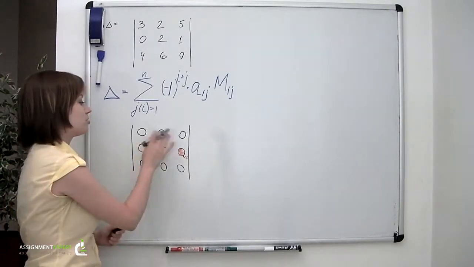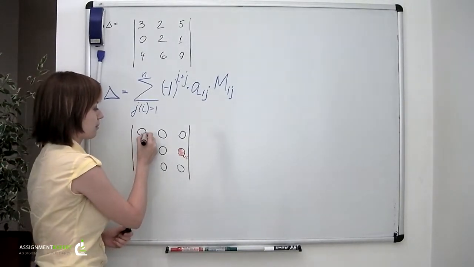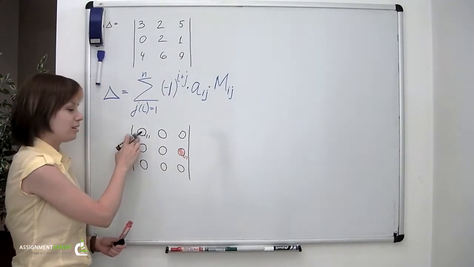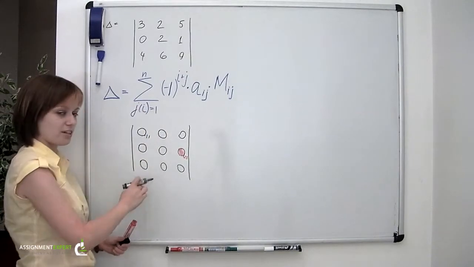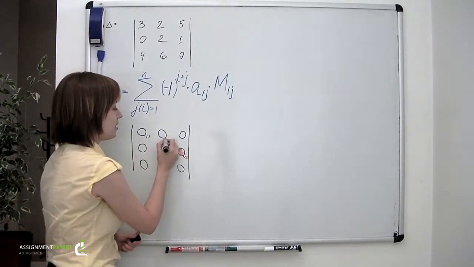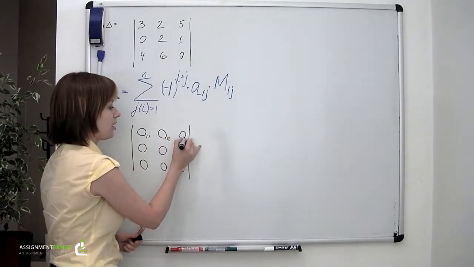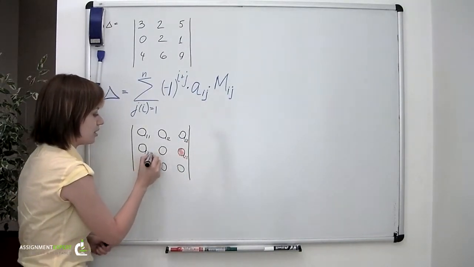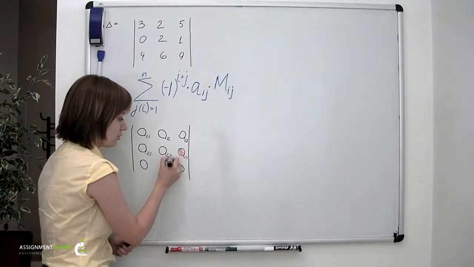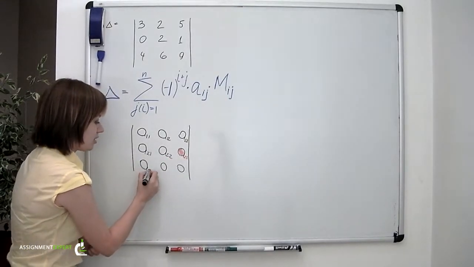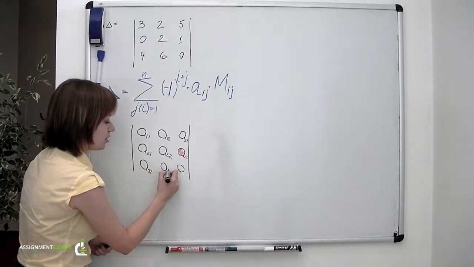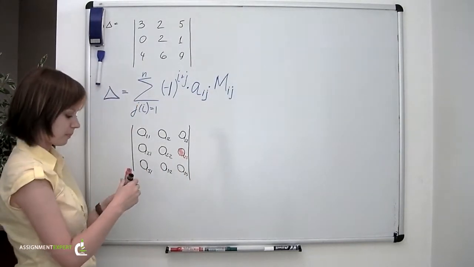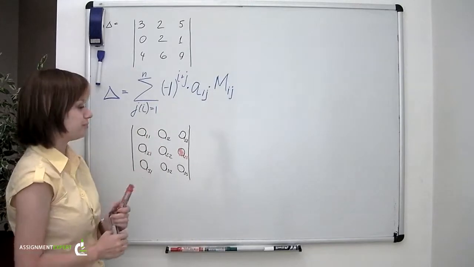Let's now mark all the rest of the entries. a_11, because this element lies in the first row and the first column. And then a_12, and then a_13, and then a_21, and then a_22, a_23, a_31, a_32, and a_33. Now back to our formula.